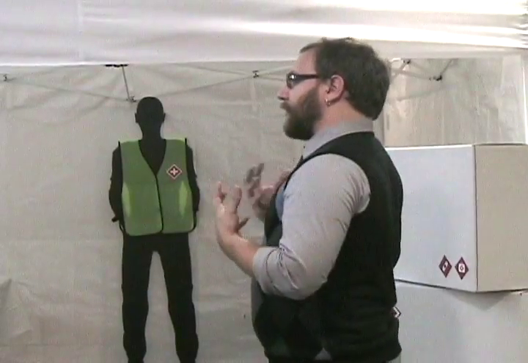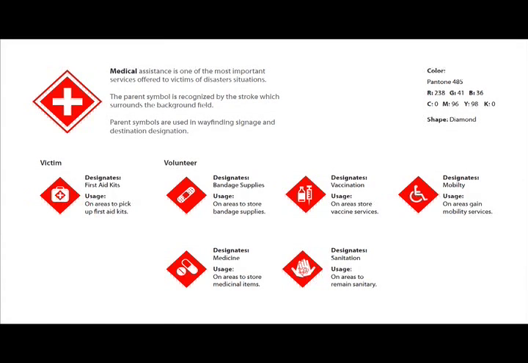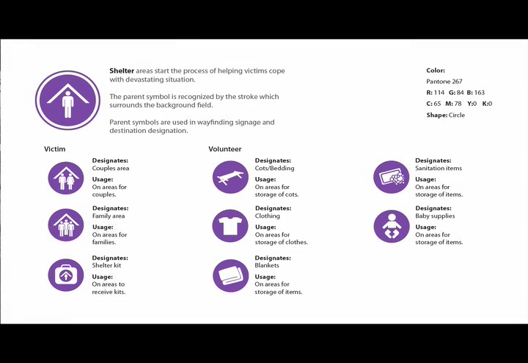So in order to better plan out exactly what these symbols are going to do, I designed a brand guide, which I have on these boards over here. So in the brand guide, you've got the 3 different areas. You've got the medical, the food, and shelter. And within that, you've got 2 different sections, victims and volunteers.